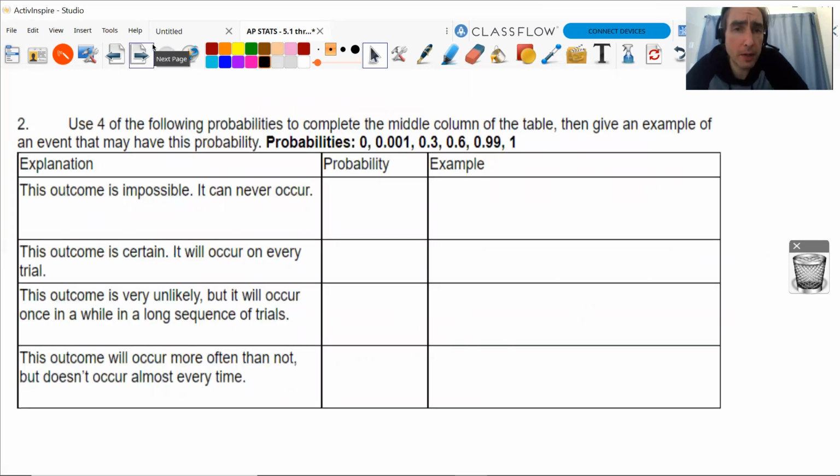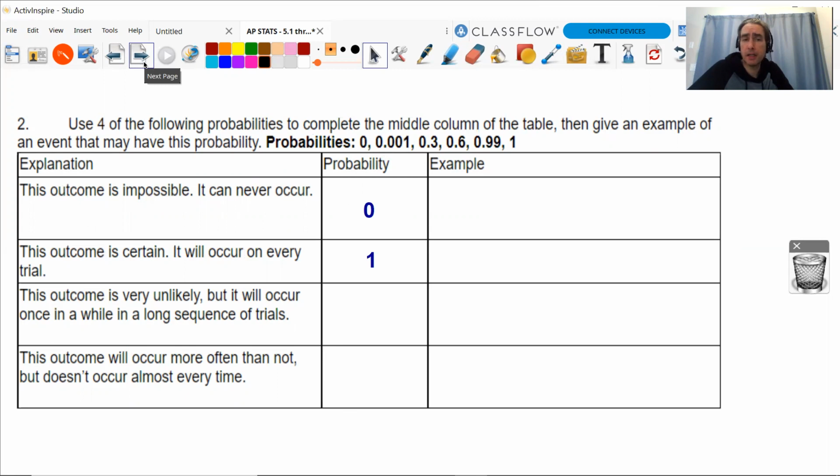All right, question 2, we want to talk about, based off of these probabilities here, which one would we want to use for the explanation? So a possible outcome, an outcome is impossible, that has a probability of 0. Outcome is certain, it's going to have a probability of 1. Again, try and get the other ones on your own and come up with an example, and you can unpause the video after that.